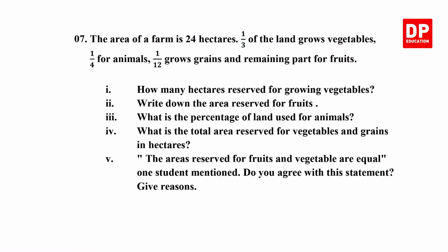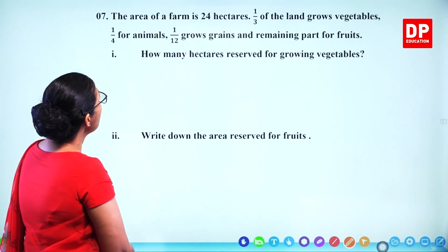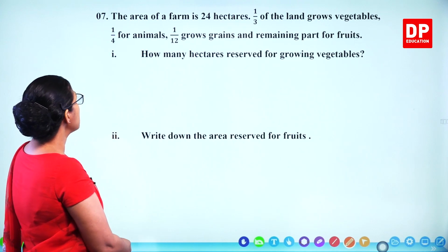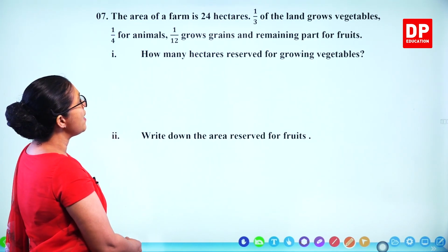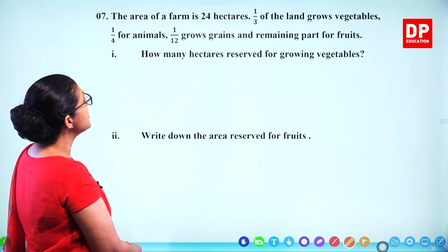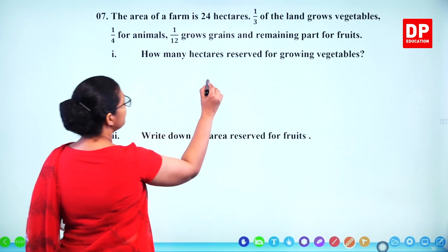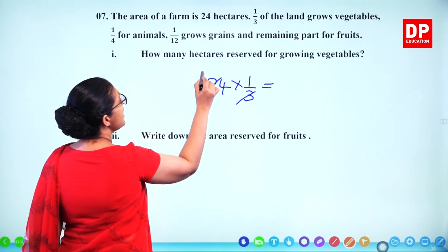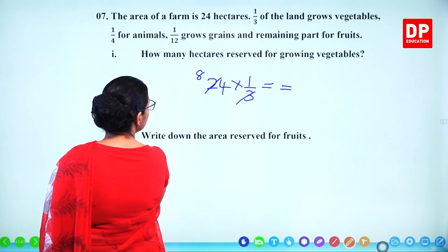Let's take the last question in this paper. The area of a farm is 24 hectares. 1/3 of the land grows vegetables, 1/4 for animals, and 1/12 grows grains, and the remaining part for fruits. How many hectares are reserved for growing vegetables? 1/3 of 24. That means 3 times 8 is 24, so 8 hectares.